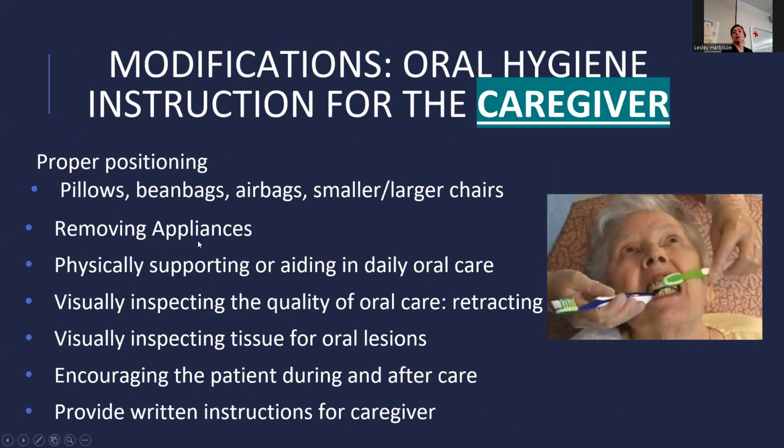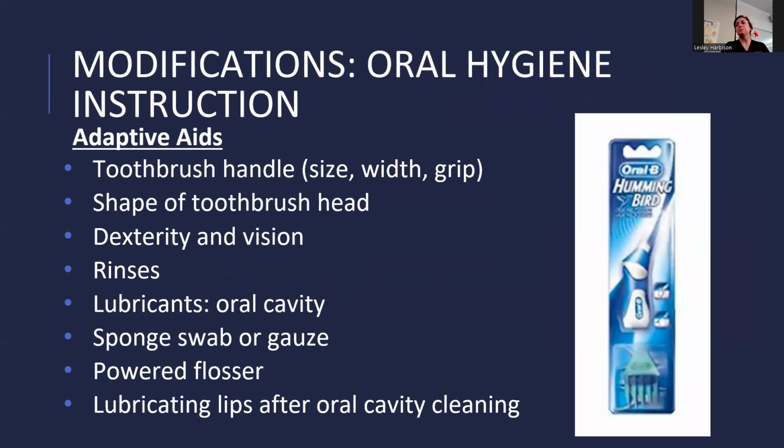Of course, telling them to remove the appliance, physically supporting or aiding in their daily oral care, visually inspecting the quality of their oral care. You could show them how to retract the cheeks, how to look in the mouth and what to look for, encourage the patient during and after care, and then provide written instructions for the caregiver. Give them some simple instructions and tips. A lot of times you can say, put them back in a recliner and then stand behind them and pull back their cheeks. That's better than trying to squat down facing the patient and come back from behind. They would never think of those things because they're not hygienists. And then you can write those things down.